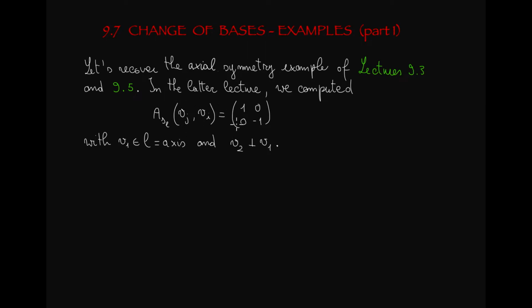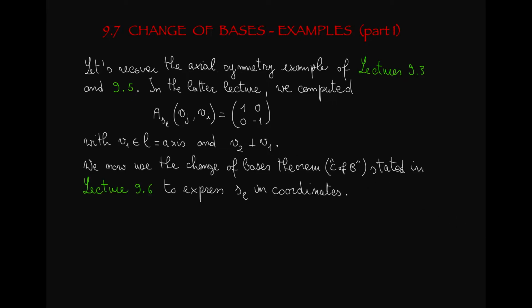This matrix was computed to be the following: 1, 0, 0, negative 1, and V1 belonged to the L-axis, and V2 was perpendicular to V1. We now use the change of bases theorem. For the time being, it will be nicknamed C of B, stated in lecture 9.6 to express SL in coordinates.